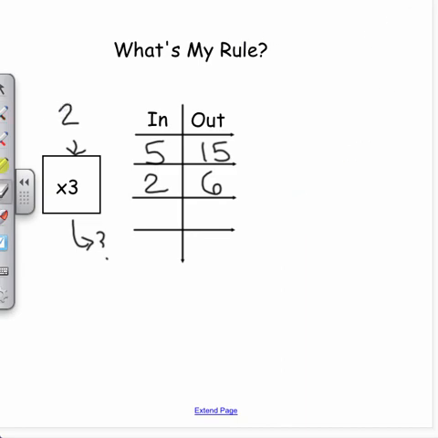Let's do another one. Let's say I drop into that machine a number, let's do a higher number. How about a 10? I'm going to put 10 into the machine. It's going to get multiplied by 3, so 3 10s, 10, 10, and 10 would give me an answer of 30.